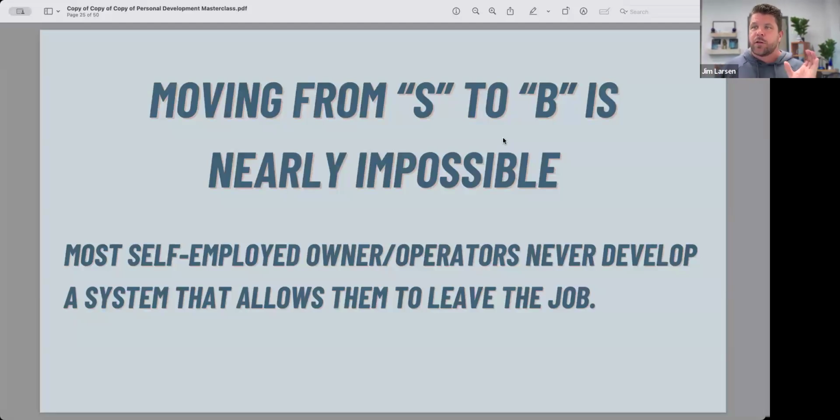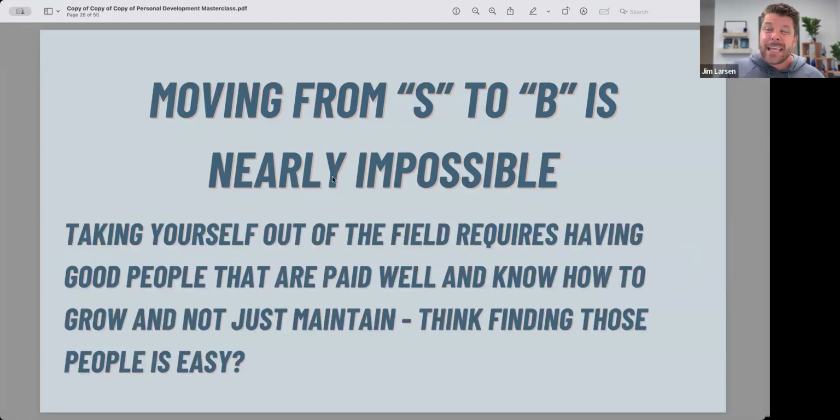Every self-employed person would love the idea of getting to the B quadrant, but they never are able to develop a system that allows them to leave that job. Taking yourself out of the field in any industry requires having good people that are paid well and know how to grow and not just maintain your business. Maintaining a business is atrophy. Maintenance is always falling down. You need to be able to grow it, even to maintain it.